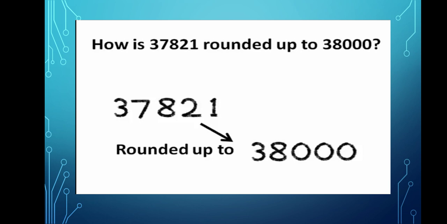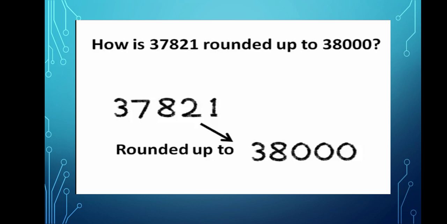Since it is greater than 4, a 1 will be added to the number in the 1000's place, that is 7, and it will become 8, and the other places to its right will become 0. So 37,821 will be rounded up to 38,000.